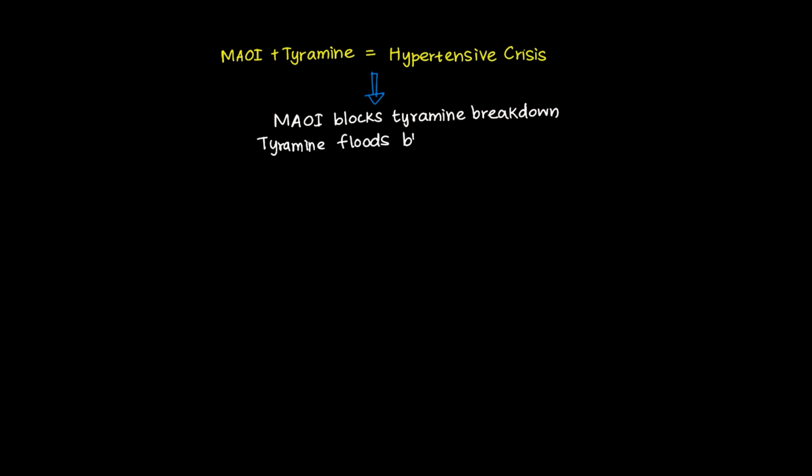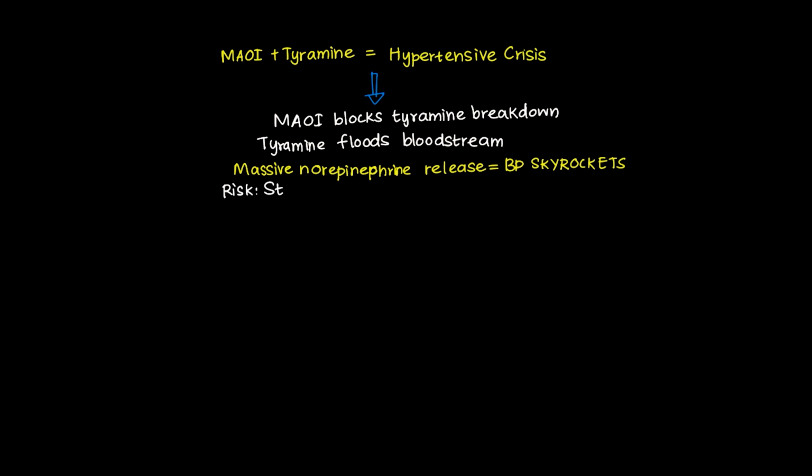Here is the mechanism. MAOIs block the enzyme monoamine oxidase, which normally breaks down tyramine in the gut. When that enzyme is blocked, tyramine from food enters the bloodstream unchecked. Tyramine then triggers a massive release of norepinephrine, which slams blood pressure through the roof. The result is a hypertensive crisis that can cause stroke, brain hemorrhage, or death.